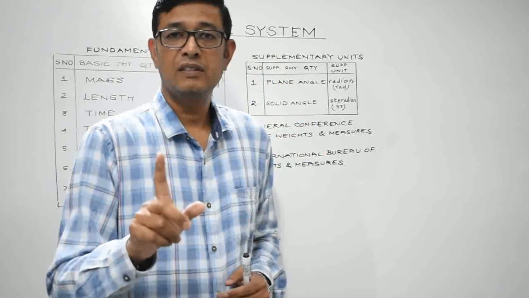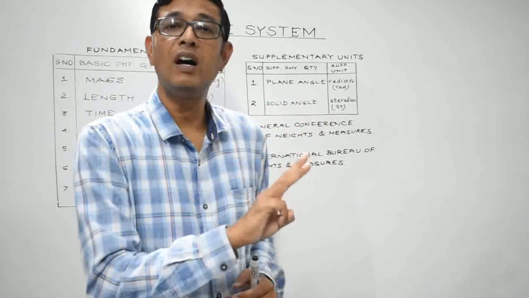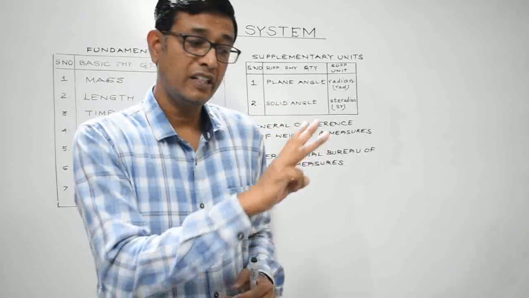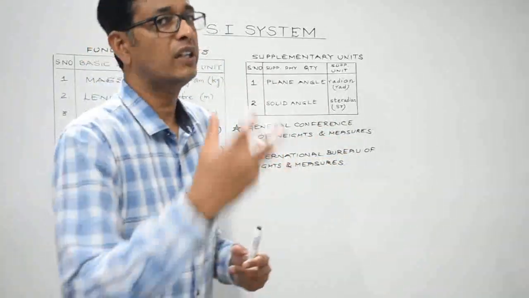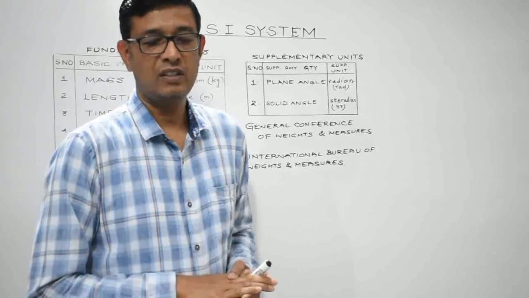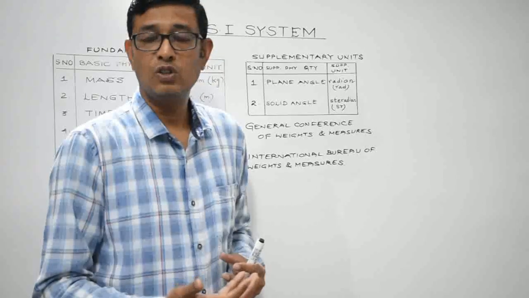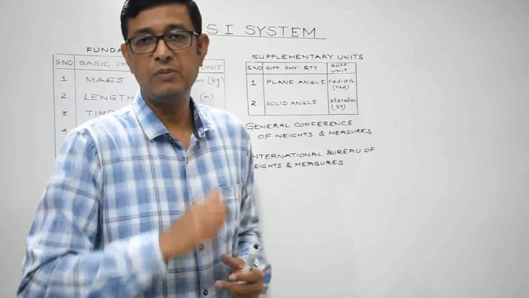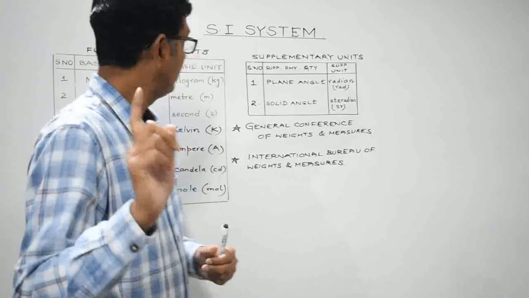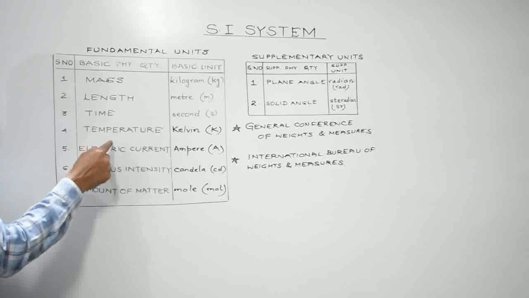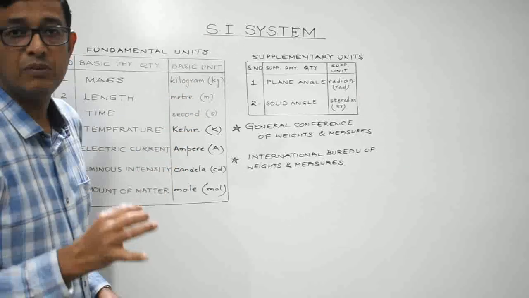In SI, in addition to those three basic physical quantities, I am talking about mass, length and time, four more physical quantities are included in SI as basic units. And in addition to 7 basic units, the SI system also comprises 2 supplementary units, right? So let's discuss it. In SI, these are the 7 fundamental physical quantities and these are their respective fundamental units.